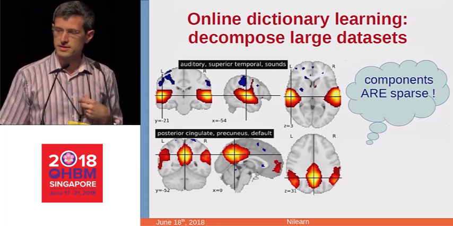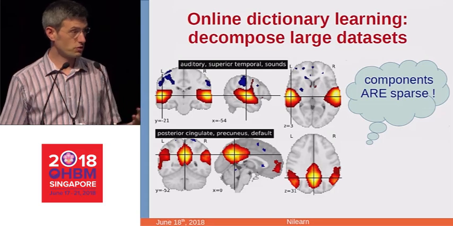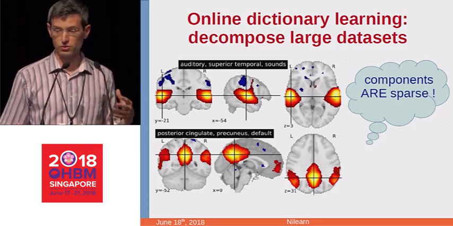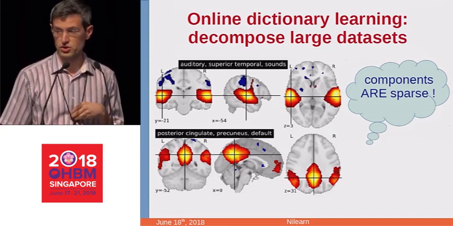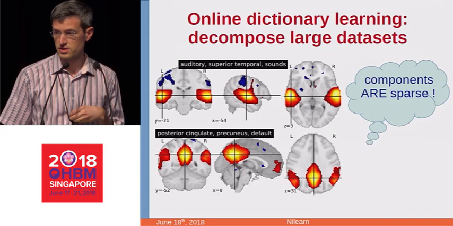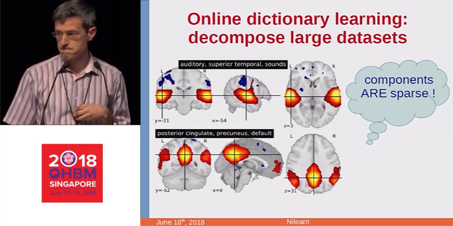And then this delivers some brain maps that are truly sparse. So you don't need to figure out a threshold to isolate the regions. They are isolated by construction. So it's a very useful tool, often more useful than ICA.